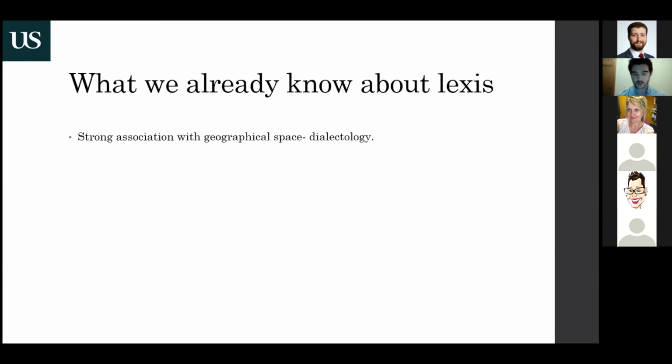And then I can talk about how my research fits into this and how we can move forward with sociolinguistic approaches to lexical variation. So what we really know about lexical variation is that there's a strong association between lexical usage and geographical space. This has been shown in dialectology through dialect maps and looking at isogloss boundaries. So we see that lexis is a very good diagnostic for geographical variation.